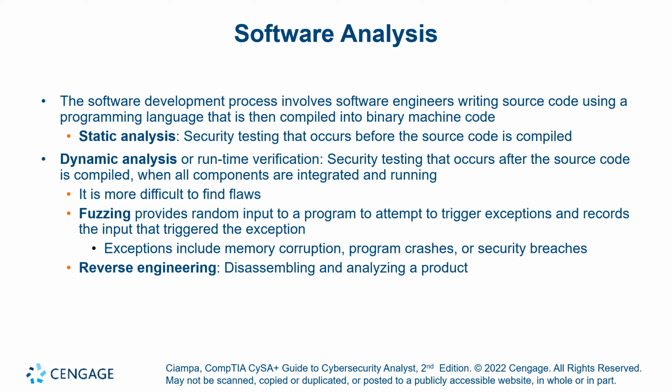Fuzzing provides a random input to a program to attempt to trigger exceptions and records the input that triggered the exception. They actually have special programs for fuzzing that will just randomly throw things in to help you do this. Exceptions include memory corruption, program crashes, or security breaches. Reverse engineering is disassembling and analyzing a product. Basically, it's just going from the product as a whole and then taking it apart. That's how reverse engineering for anything works.